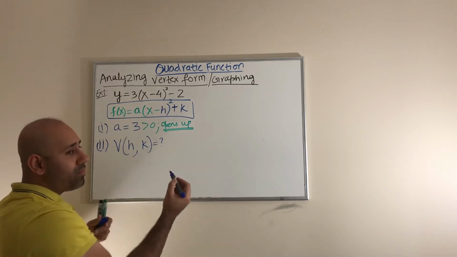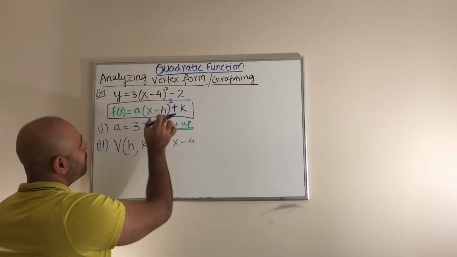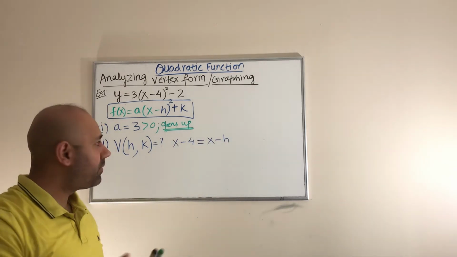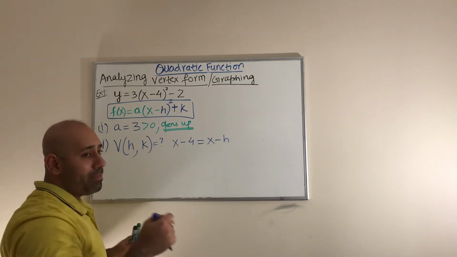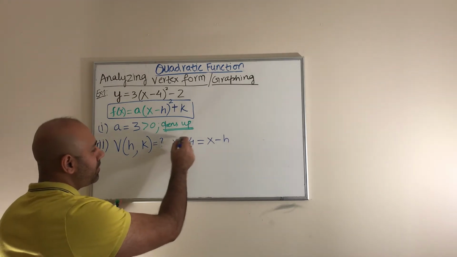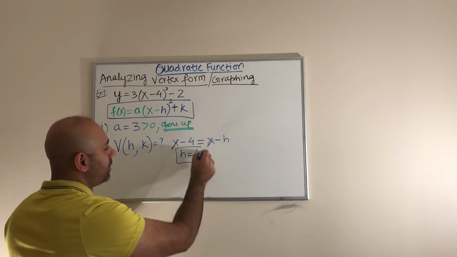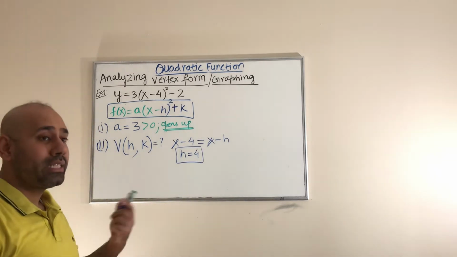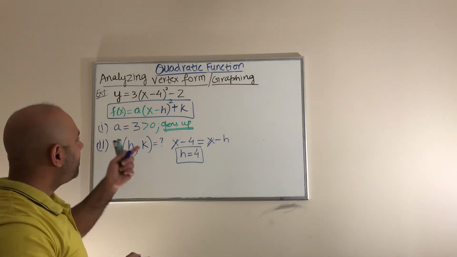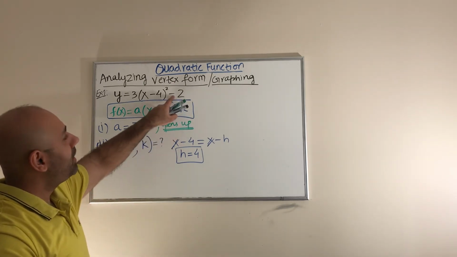One of the ways to find h is to set x minus 4, the piece inside the parentheses, equal to the general vertex form's x minus h. My goal is to solve for h. The x's on both sides cross out, the negatives cross out, and I get h equals 4. That would be the x coordinate of the vertex. Then we also have to figure out k. To find k, we don't have to do extra work. We can already see that this positive k is supposed to be equal to -2.